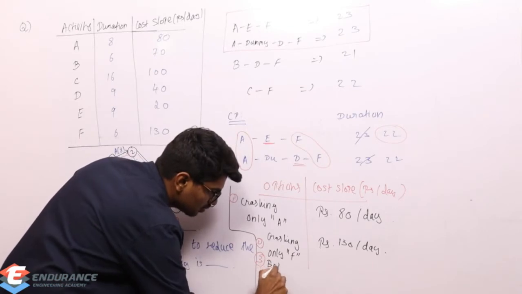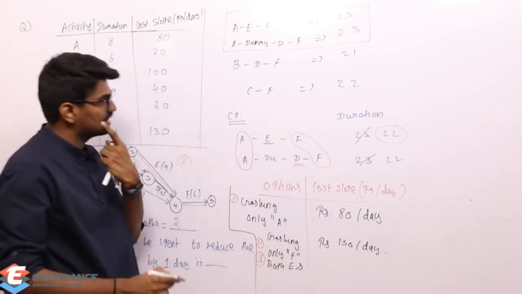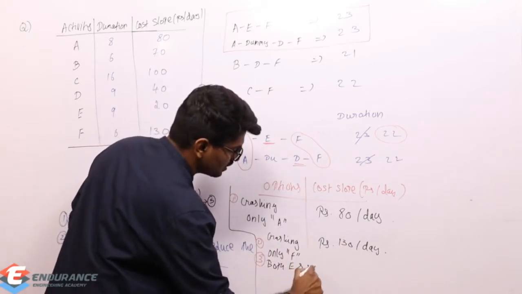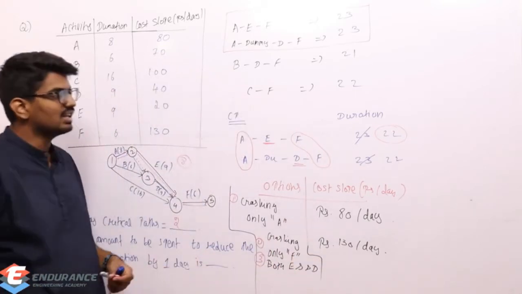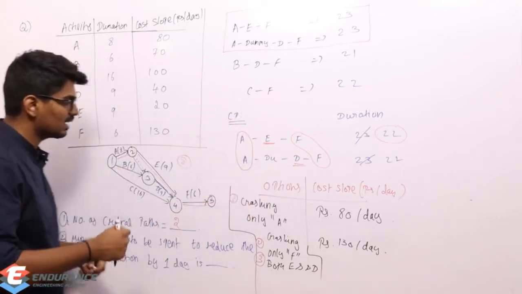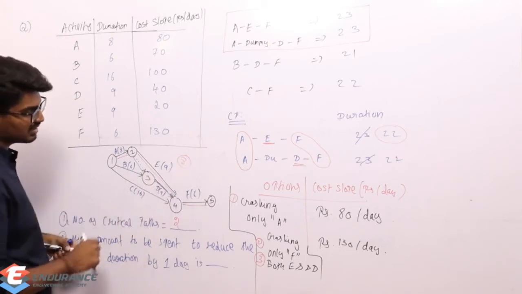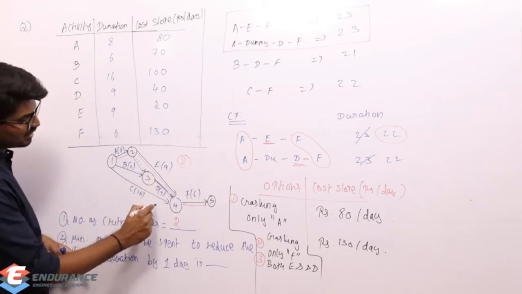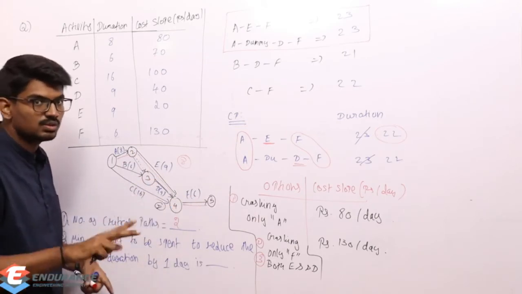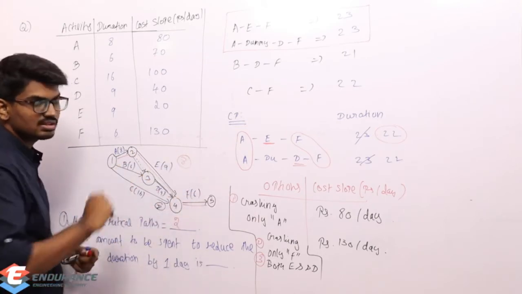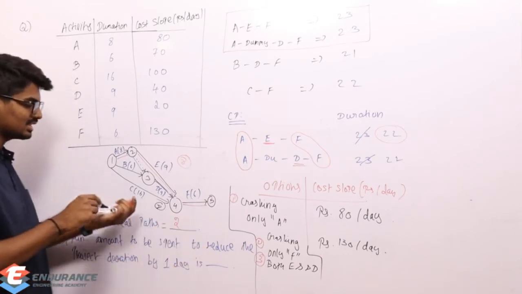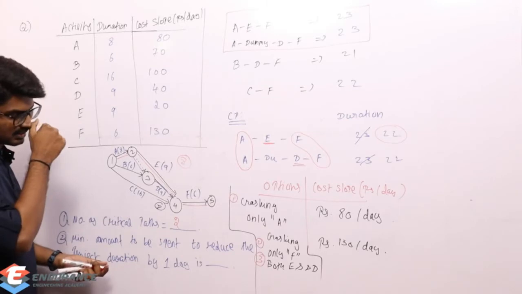So I need to crash both E and D. E should be crashed by 1 day, D should be crashed by 1 day. Now check what will happen. E is crashed by 1 day, so 9 becomes 8, and D is crashed by 1 day, so 9 becomes 8. Now check A, E, F: summation is going to be 22. B, D, F: summation is going to be 22. So what happened to project duration? Decreased by 1 day. So these are the three possibilities.